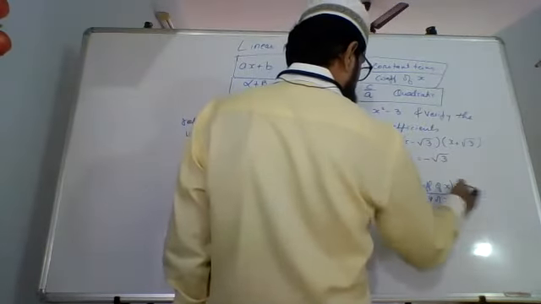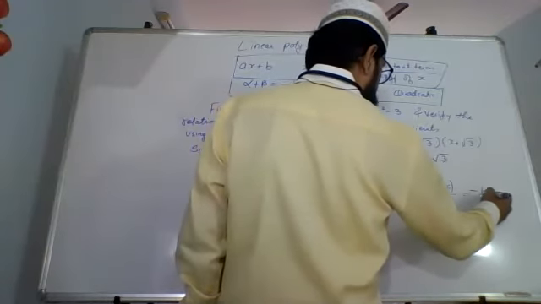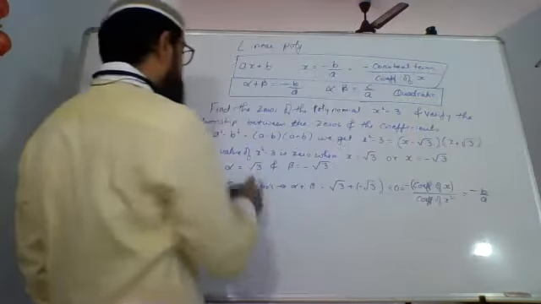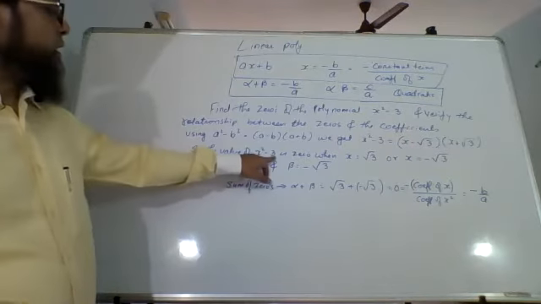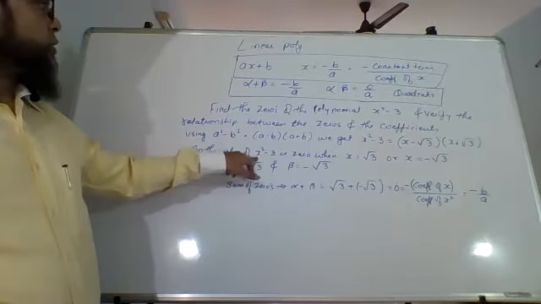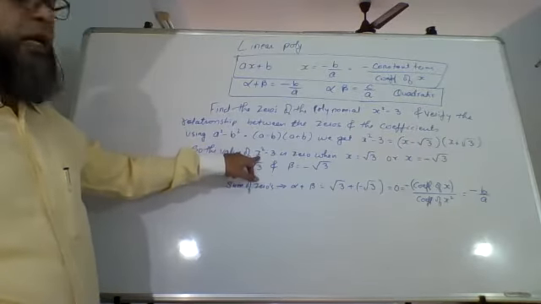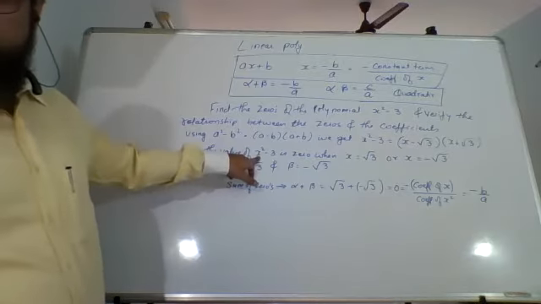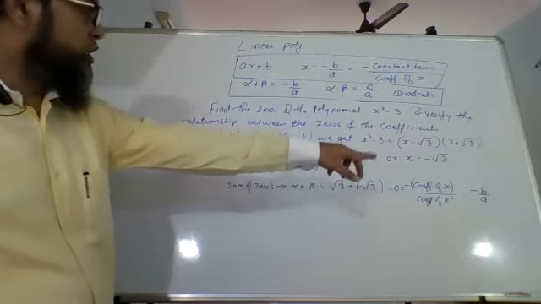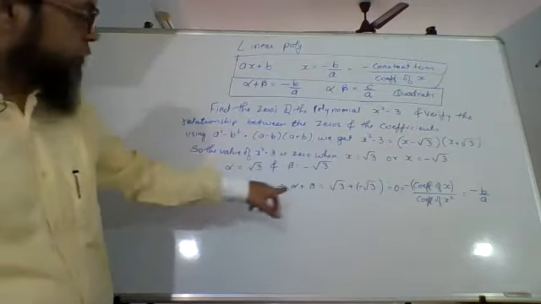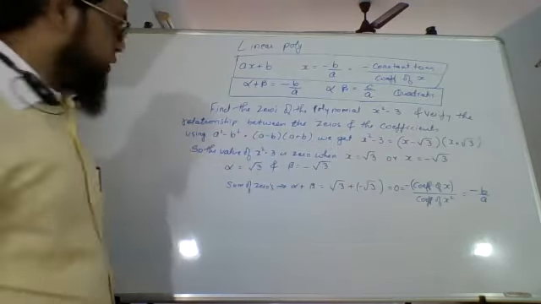Now this is already 0, so minus b upon a, because here you see there is no b term, there is only x square and c. That means you do not have the middle term. Middle term not being there, that means b is 0. So minus b upon a, that is 0 upon 1, which is 0. So this is your sum of the zeros.